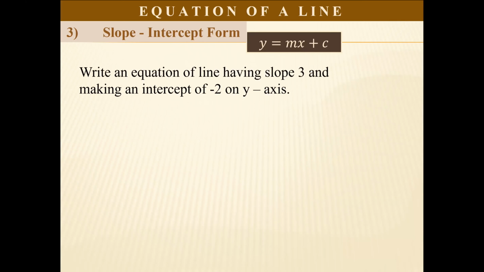The question will be like this: write the equation of a line having slope 3 and making an intercept of negative 2 on the y-axis. The intercept on the y-axis is represented as c. So put m equals 3 and c equals negative 2, and that gives the equation of the line.